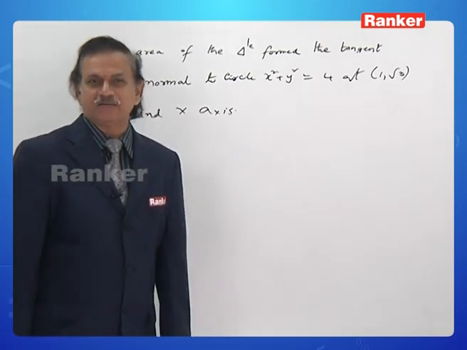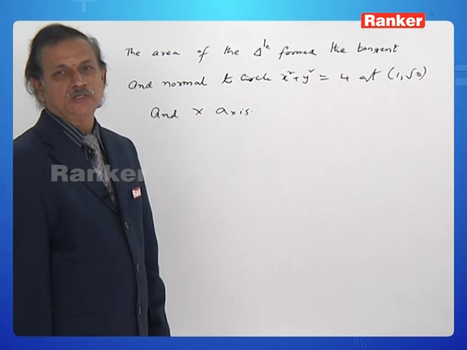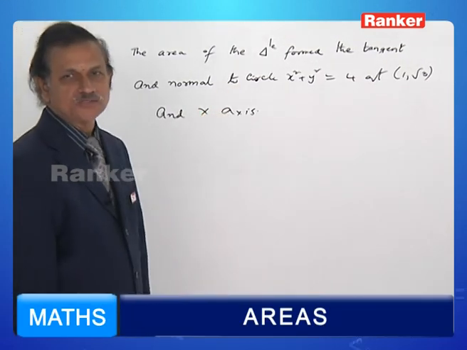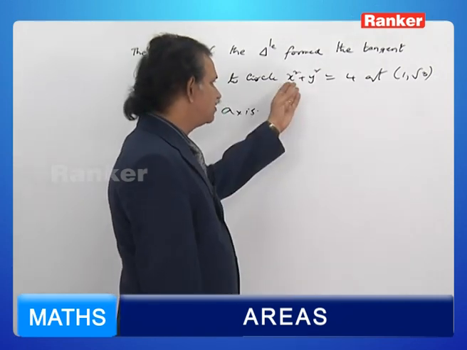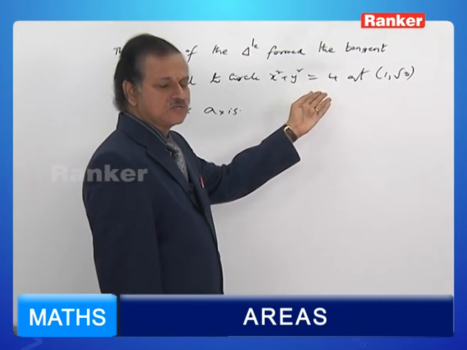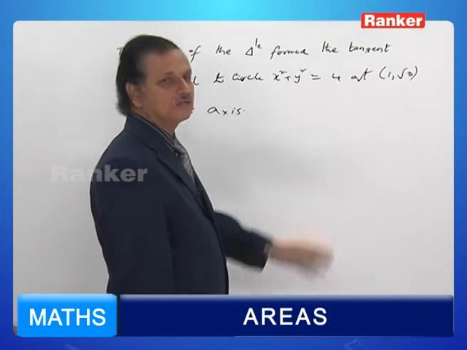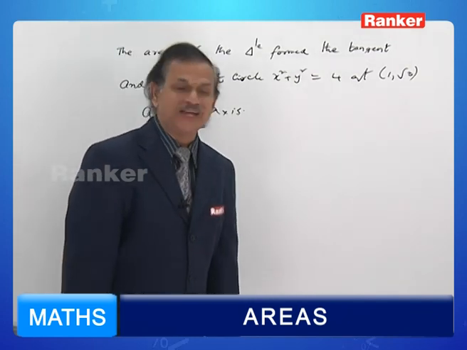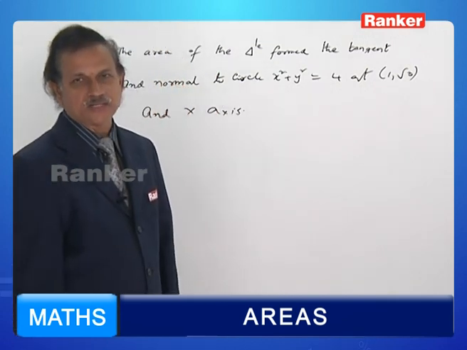What is the circle given? X square plus y square is equal to 4. At what point are tangent and normal to be drawn? At 1 root 3. First of all, you check it. Is 1 root 3 a point on the circle? Of course, surely. 1 square plus root 3 whole square is 1 plus 3, which is 4. We are happy to see and say that 1 comma root 3 is a point on the circle.